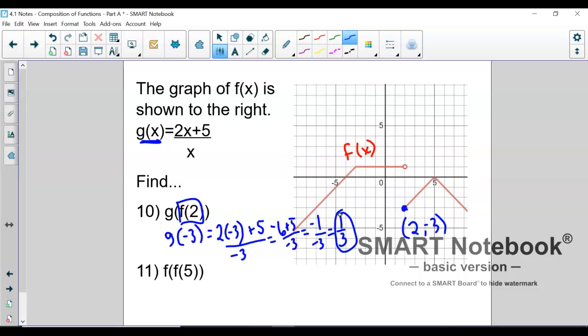Now, 11 is a little bit strange. 11 asks us for f of f of 5. And so we're going to do it just like we've done the other problems, except we're only using f this time. So we have to start in the middle, on the inside, and we're finding f of 5. And so f of 5 right here is where our x-coordinate is 5 at this point. The coordinates of that point are 5, 0. So that means that f of 5 is 0.